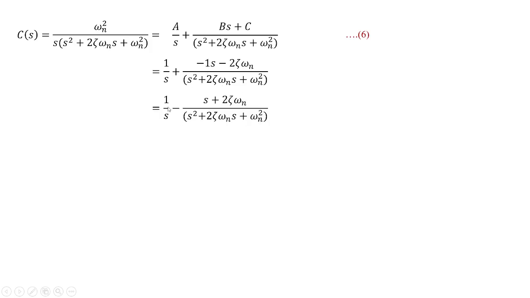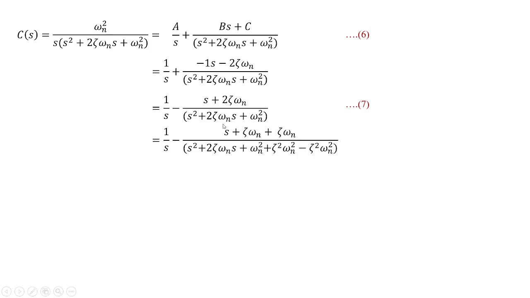Now you can see I have taken this minus outside, and this becomes s plus 2 zeta omega n by this particular equation. Now equation 7 can be elaborated like this. You can see I have taken this 2 zeta omega n individually as zeta omega n, and in the denominator I have added and subtracted zeta square omega n square. With this, I can replace the formula into s plus zeta omega n whole square. So that is what I have done here. You can see s plus zeta omega n whole square, and again I have taken omega n square common, and I have taken 1 minus zeta square as the common value of these two parameters.